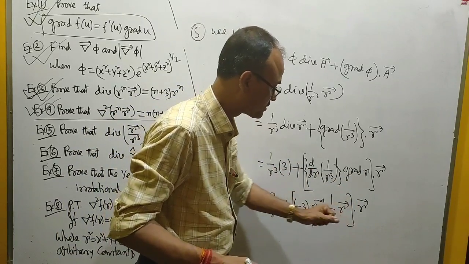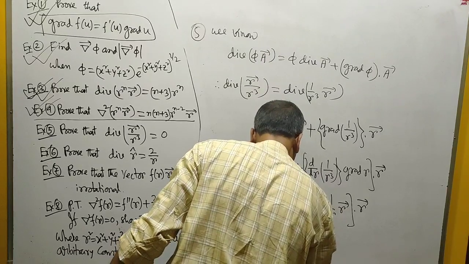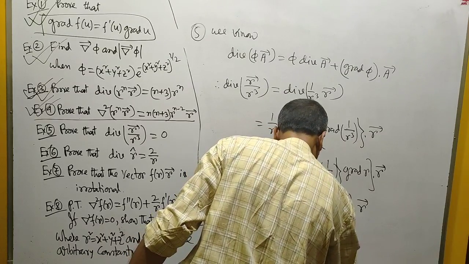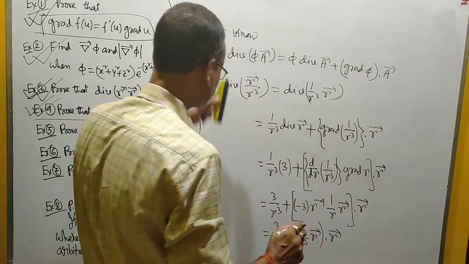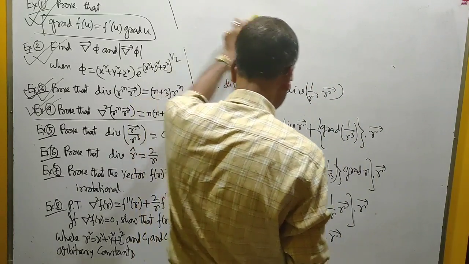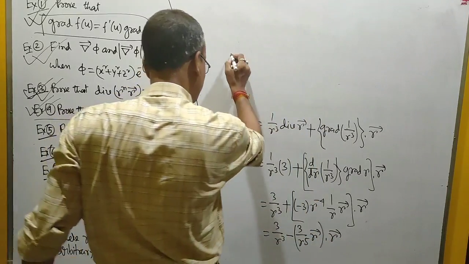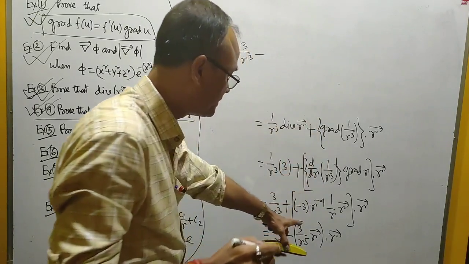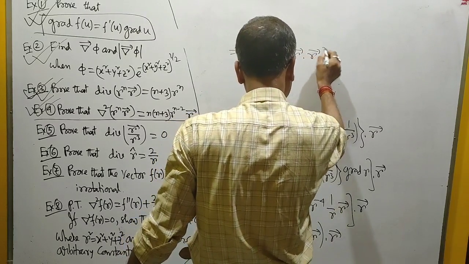Gradient of 1 by R vector is equal to 3 by R cube minus 3 by R to the power 5, R vector dot R vector dot R. Now, what is this? This is equal to 3 by R to the power 3 minus, it can be written as 3 by R to the power 5, R dot R.